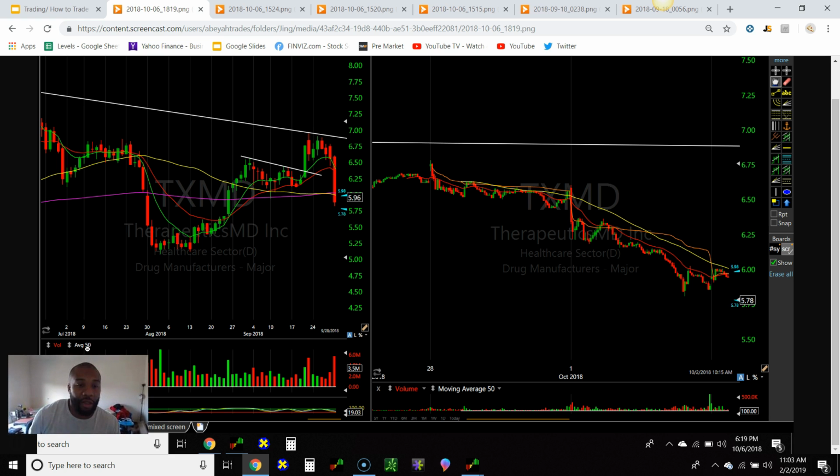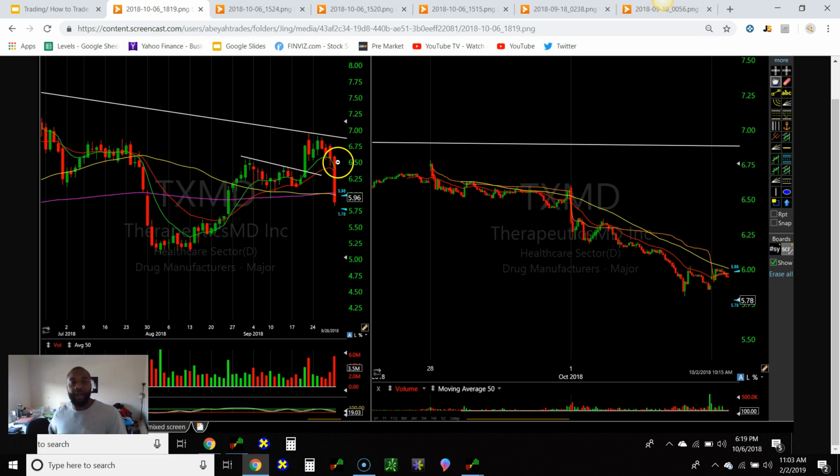You see? When I see a big pole like this and then it starts to go sideways a little bit and then it breaks over the pole again, it usually goes up again. When it breaks over resistance, it usually goes up again. Oh yeah, that's a flag pattern. I like that. You see?